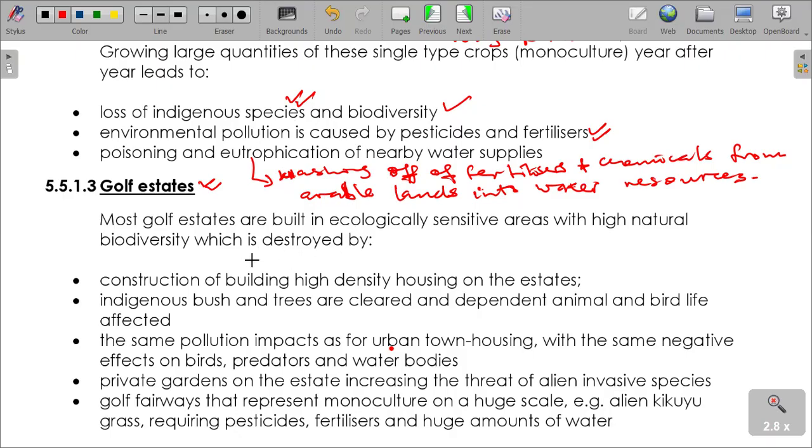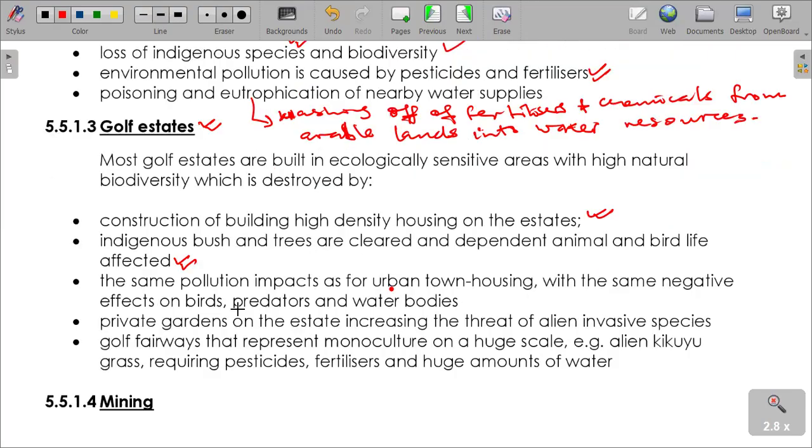So that destroys natural biodiversity by construction of buildings, which is high density housing on the estates. Buildings are constructed on the golf course, therefore they destroy our vegetation. Indigenous bush and trees are cleared, and dependent animals and birds are affected. The establishment of a golf course causes massive clearance of land, destroying the vegetation on which animals and birds that depend on those indigenous plants are affected.